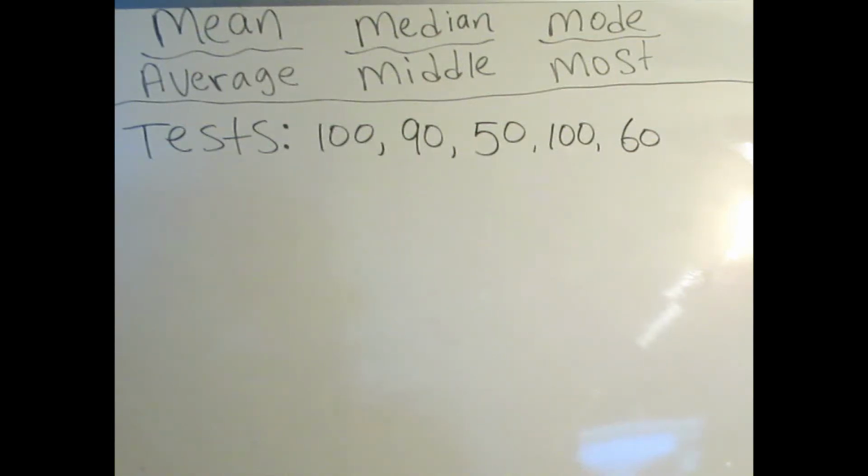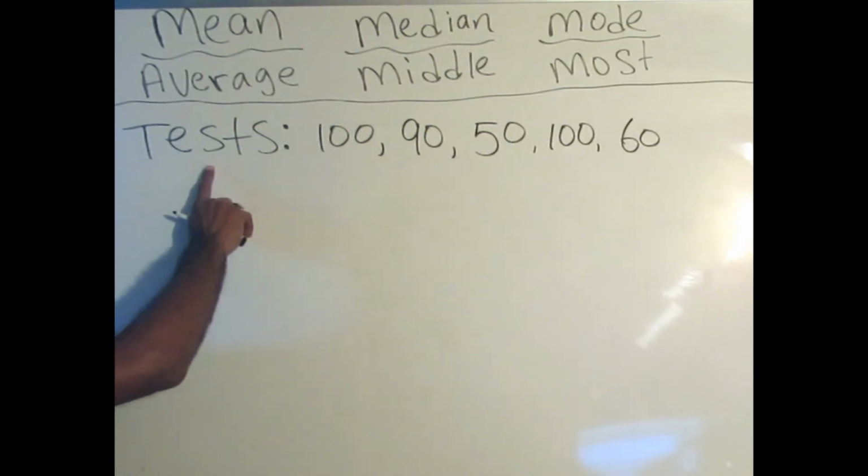Hello students, welcome back to our math for PSC. At this time we're going to cover the mean, which is the average, the median, which is the middle number, and the mode, which is the most occurring number. So there are three different things that we're going to do today, and we're going to do each one step by step, starting with the mean, which is the average.